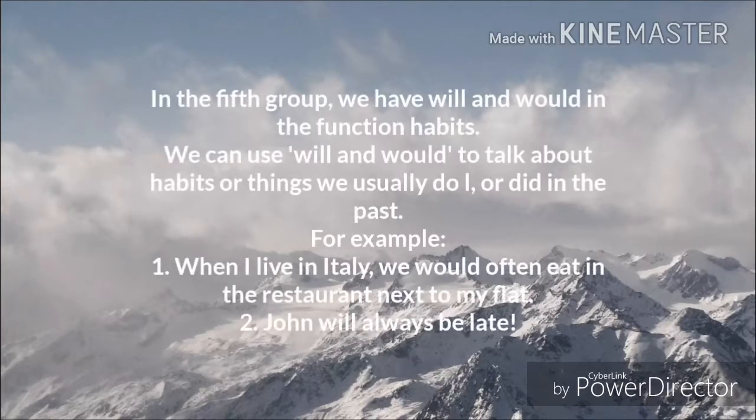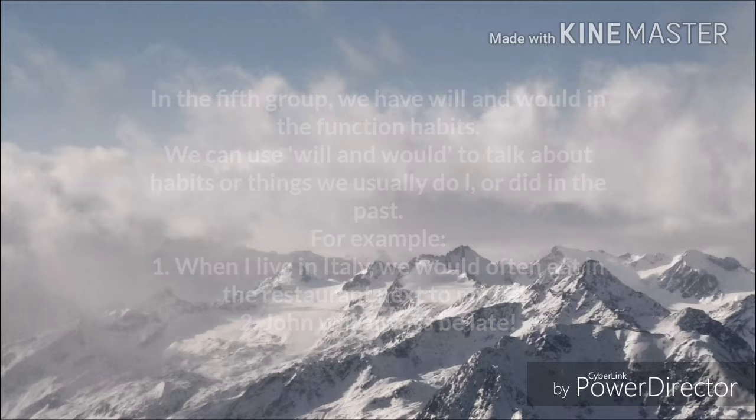In the fifth group, we have will and would in the function habit. We can use will and would to talk about habits or things we usually do or did in the past. For example, when I lived in Italy, we would often eat in the restaurant next to my flat. The other example, John will always be late.